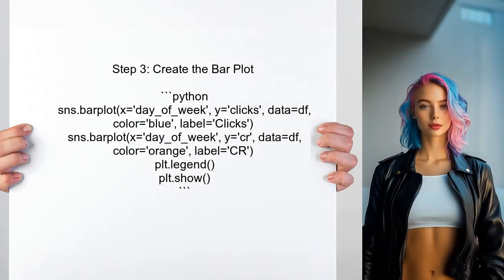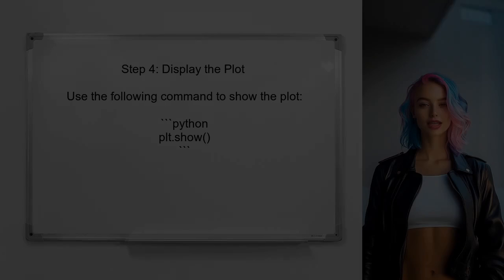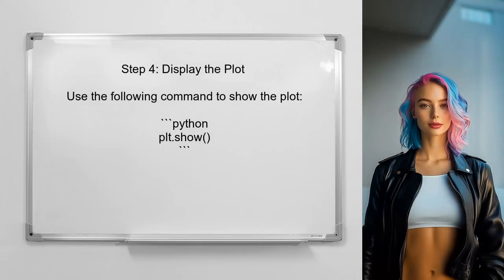Now the user can create the bar plot. They should use the Seaborn library's bar plot function, specifying day of week for the x-axis and using the hue parameter to differentiate between clicks and CR. Finally, the user should display the plot. They can use matplotlib's show function to visualize the bar plot with both variables for each day.